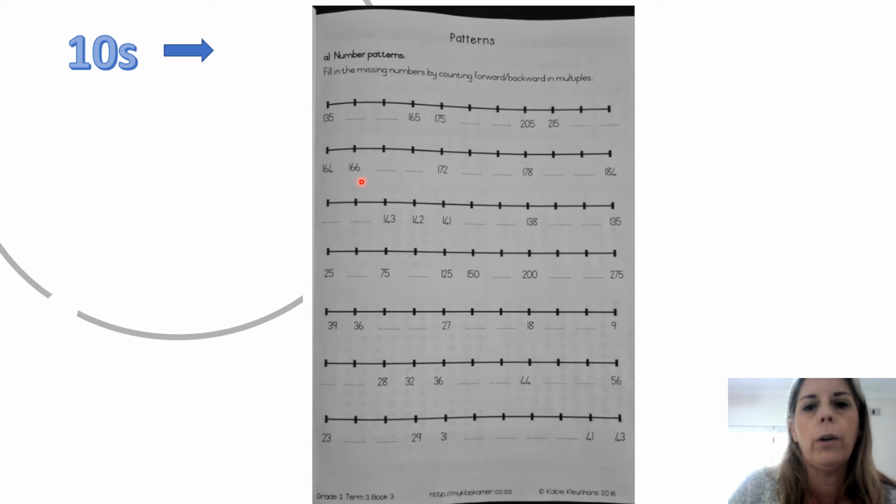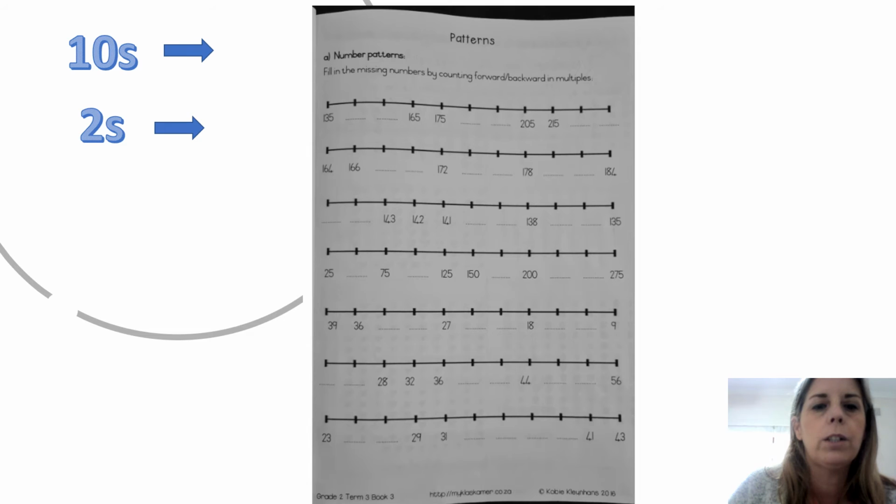How much did it go up by? It went from 4 to 6, so that means I added 2. 164, 166, I added 2, which means my pattern is counting in 2s. And it's going forward because they are getting bigger.